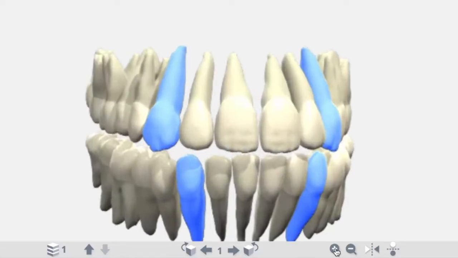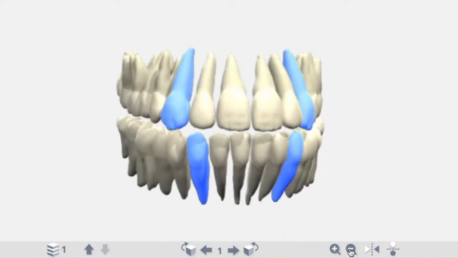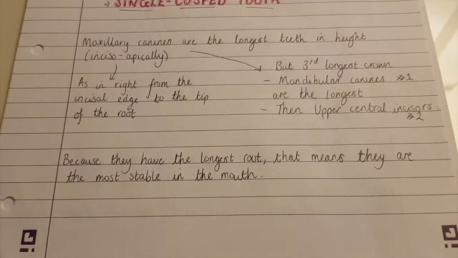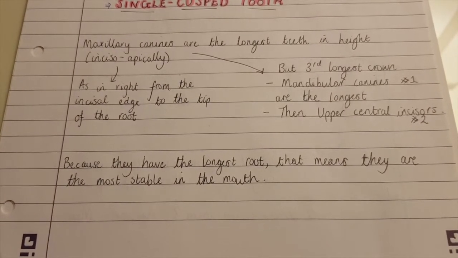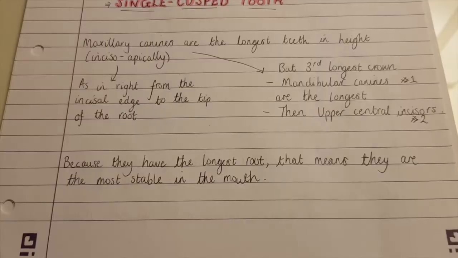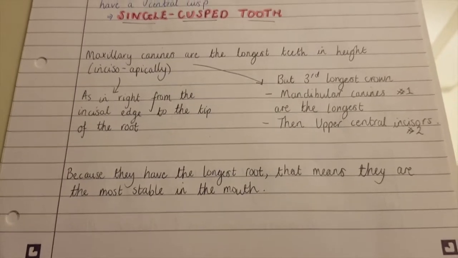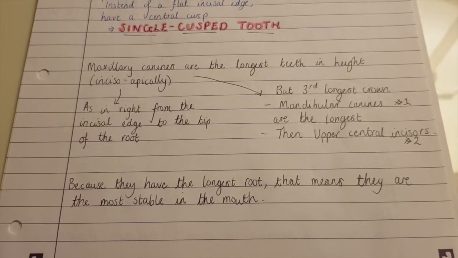So the maxillary canines are actually the longest teeth that you have in your mouth in terms of the incisor-apical distance, so literally the whole length of the tooth, right from the incisal edge to the tip of the root. But strictly speaking about the crown length, upper canines have the third longest crown: mandibular canines have the longest of all, then upper central incisors, and hence the upper canines are third longest in terms of crown height. And because the upper canines have the longest root in the mouth, that actually makes them the most stable.